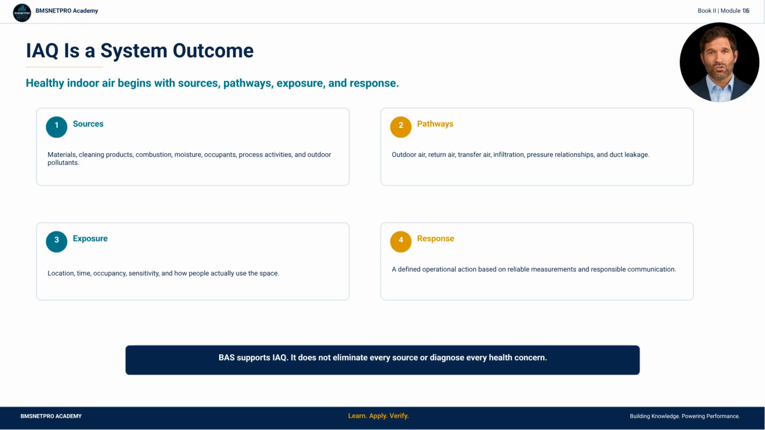Indoor air quality is not created by one device. It is the result of sources, pathways, exposure, and response. The BAS can help monitor conditions, coordinate airflow, trend alarms, and support decisions. But it cannot repair water intrusion, eliminate all pollutant sources, or make health conclusions beyond the evidence. A strong IAQ strategy starts by asking what source, pathway, or exposure we are trying to manage.